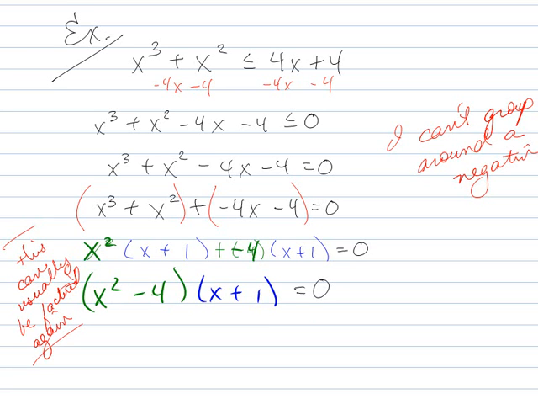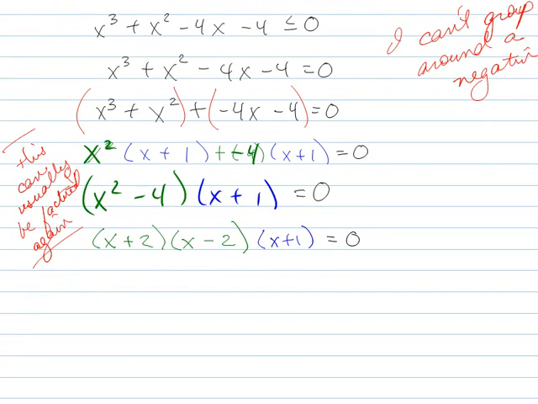So if I've got x squared minus 4, how can I factor that? Can I factor that again? Hopefully you'll say, yes, I can, because it's the difference of squares. So that means I can do x plus 2, x minus 2, x plus 1, and now I've got 0. Got it? That's what I'm trying to say. So x plus 2 is 0, x minus 2 is 0, x plus 1 is 0. Alright, so we finally have gotten our zeros.